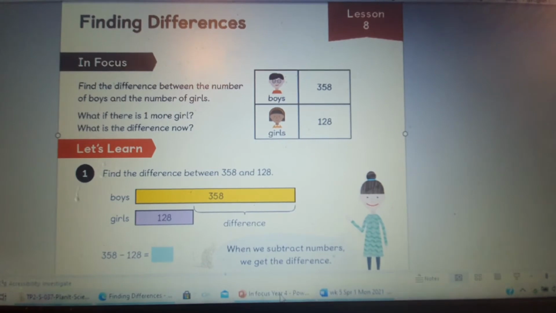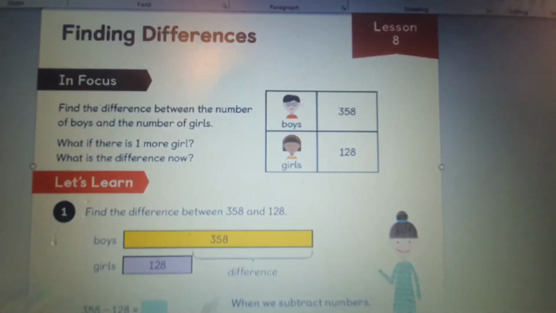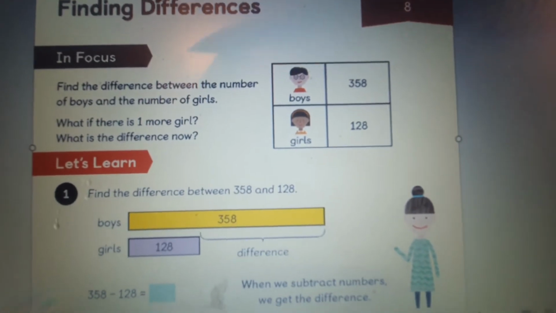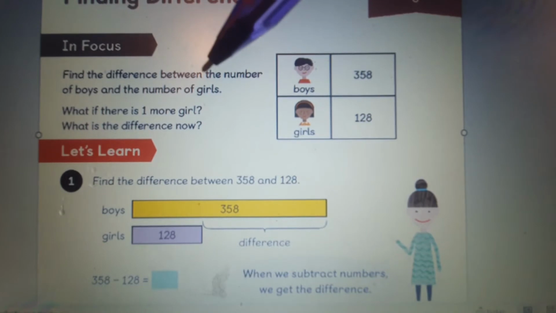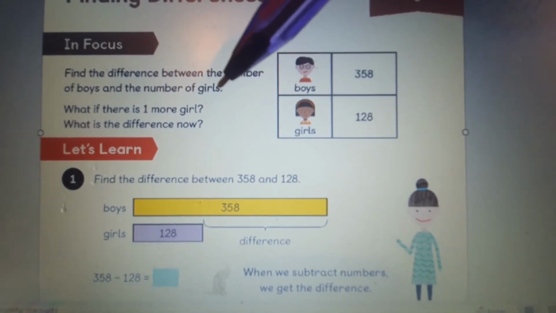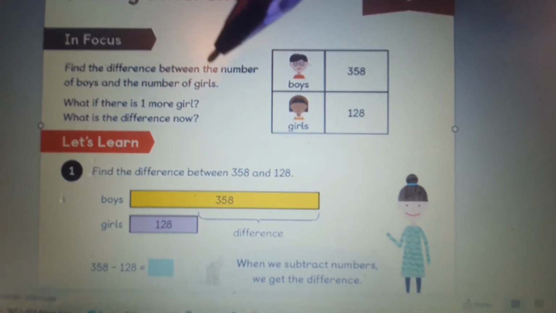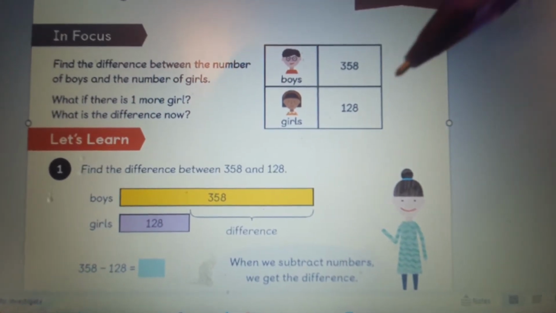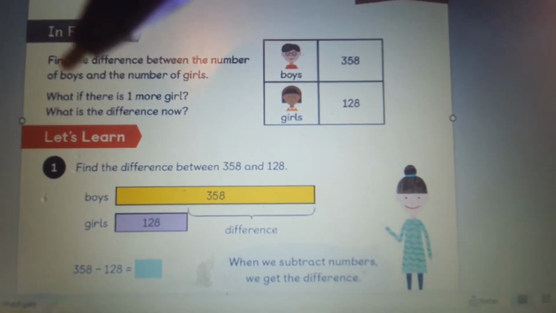Okay, so you can see we're doing finding differences. And let's just have a look at our in focus. So it says, find the difference between the number of boys and the number of girls. What if there is one more girl? What is the difference now? So we've actually got two questions there. Boys, girls. We might be able to do this in our heads, but let's just have a look.